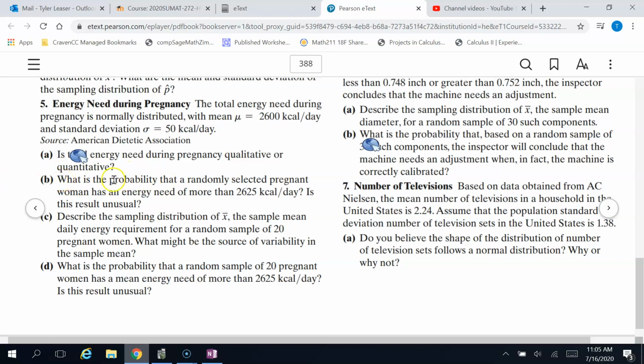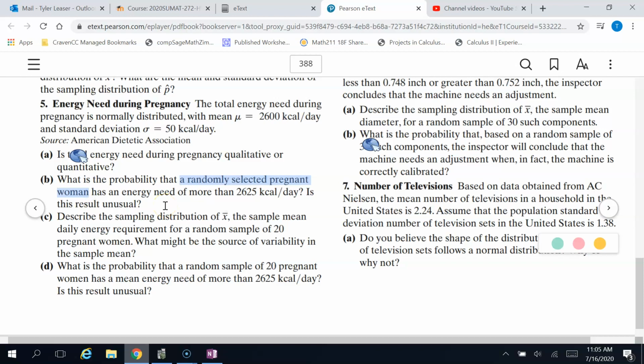On to the more important ones. B, what is the probability that a randomly selected pregnant woman has an energy need of more than 2,625 calories per day? Is this result unusual? All right, big key for this question is it's asking you to find probability, and then it's giving you a range, more than 2,625 calories per day. The other key to this question is that there's no sample that they're asking for. We're just looking at one randomly selected pregnant woman.